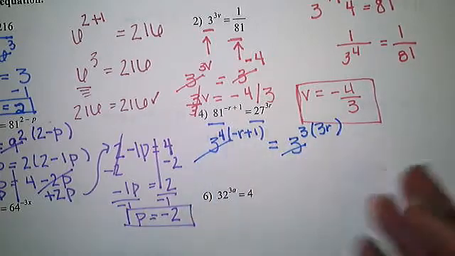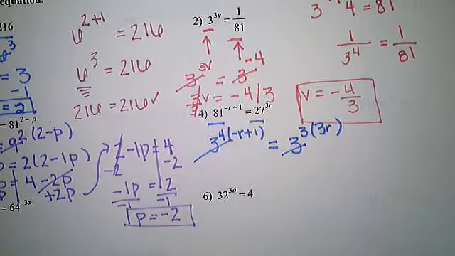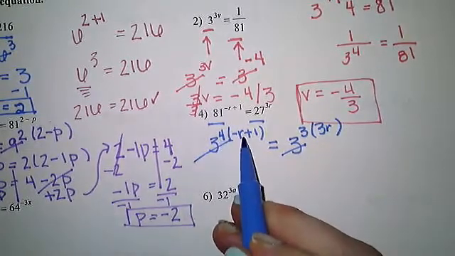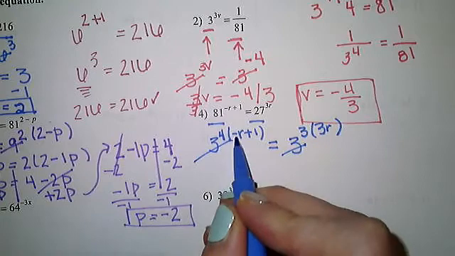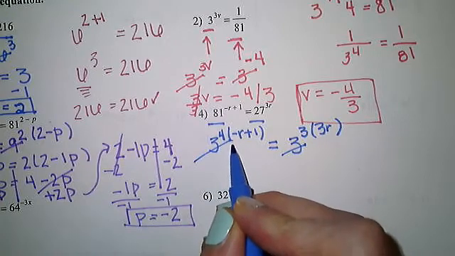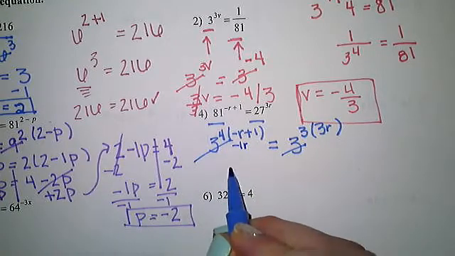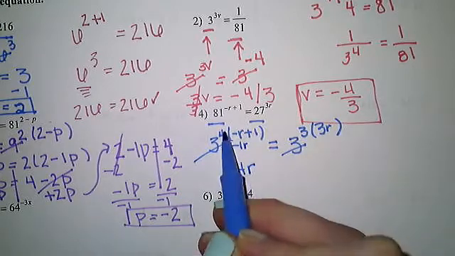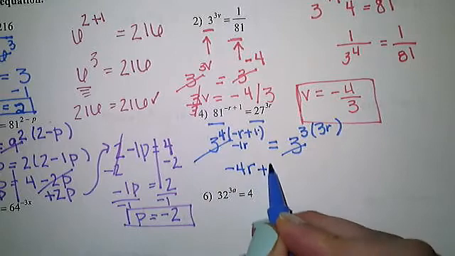Now you already have these parentheses set up. So if you want to go right to the distributive property, you can. So 4 times -1r, you can put a -1r there if that's better for you, is -4r. And 4 times +1 is +4.